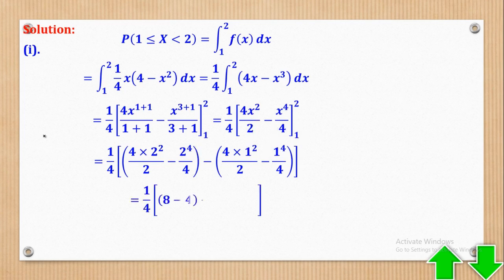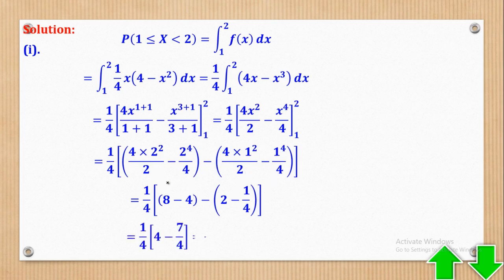So next is to simplify further. So 4 times 2 squared, that is 4 times 4, which is 16, divided by 2, you get 8. That is why you see 8 there. Then 2 to the power 4 is 16. 16 divided by 4, you come up with 4. That's why you see 4 there. Then 4 times 1 squared is 4 times 1, which is 4, divided by 2, you come up with 2. That's why you see 2 there. Then 1 to the power 4 is 1, divided by 4, you come up with a quarter. That's why you see a quarter there.